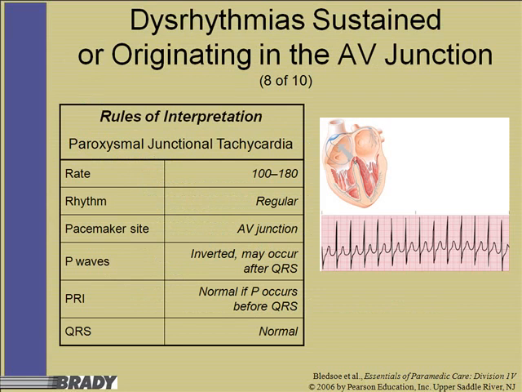Paroxysmal junctional tach. Your rate, again, 100 to 180. Rhythm is regular. It's in the AV junction. P waves are going to be inverted again, as you can see there on that page. Normal PR interval if P occurs before the QRS and the QRS is conducting well. So remember, paroxysmal may mean that it's going in and out of this, but anything over that rate there is that tachycardic rate.